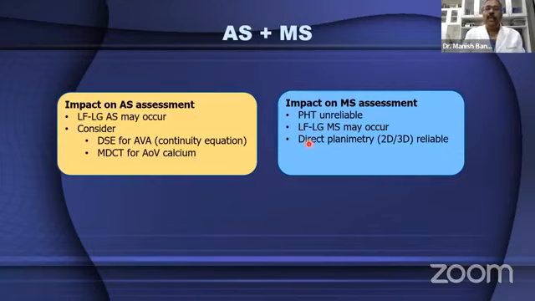MS assessment also becomes challenging because AS is there, so there is LVH which compromises LV compliance, so PHT becomes unreliable. It may also cause a reduction in transmitral gradient, so we may see low flow, low gradient AS, and therefore we need to rely on anatomic assessment, that is direct planimetry using 2D or 3D.